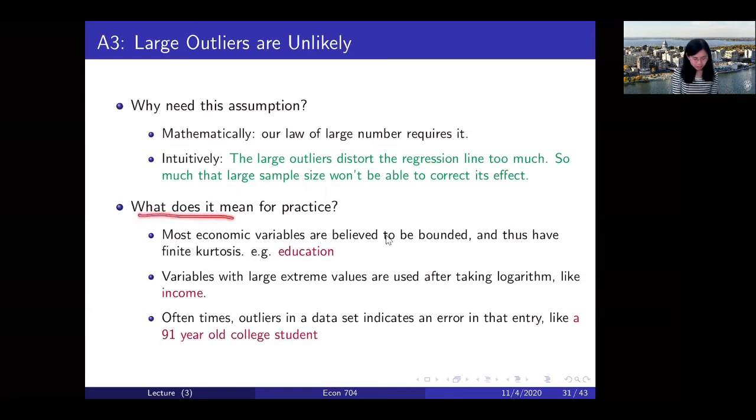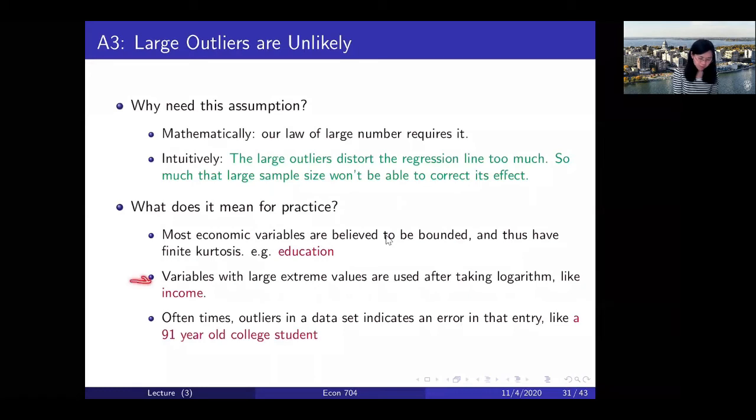But what does it mean in practice? Is it satisfied in practice? Well, in fact, this is not an assumption that we worry too much about in practice. The reason is most economic variables are believed to be bounded. If they're bounded, they do not take huge values. There is a maximum to the value that they take, and the random variable, therefore, can always have finite kurtosis. For example, education. You cannot have like 100 or 1,000 years of education. That doesn't happen. So for those bounded random variables, we do not worry about this assumption at all.